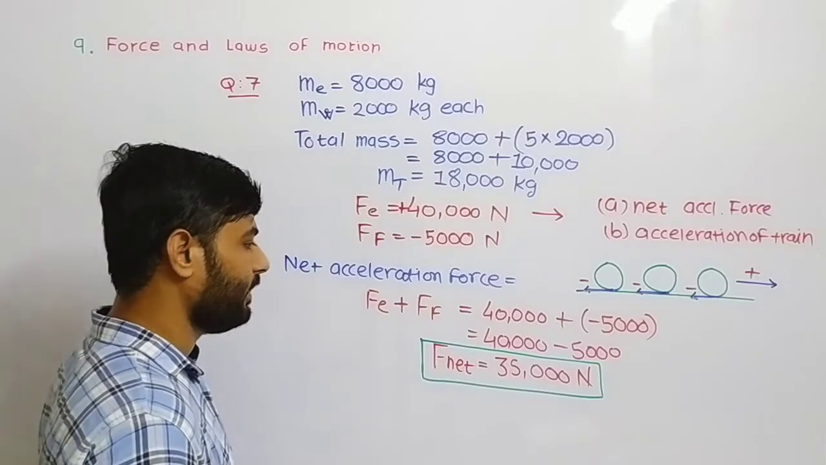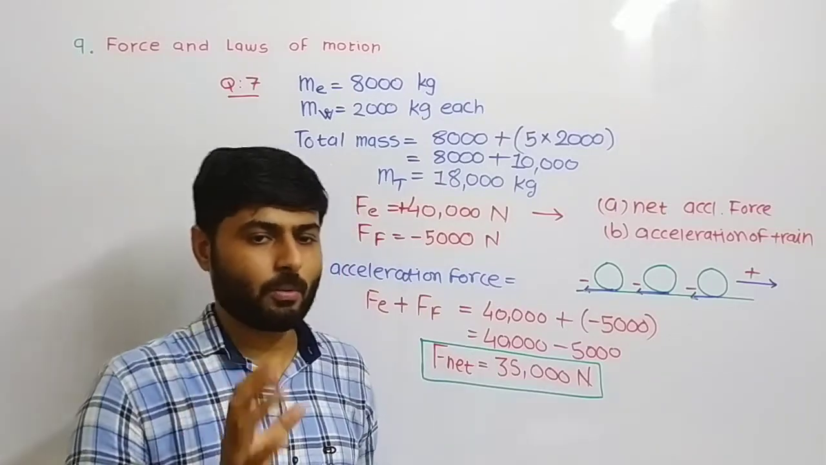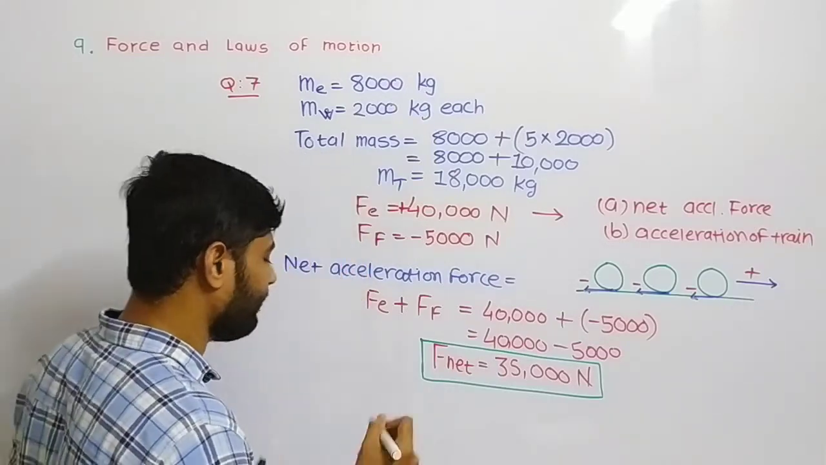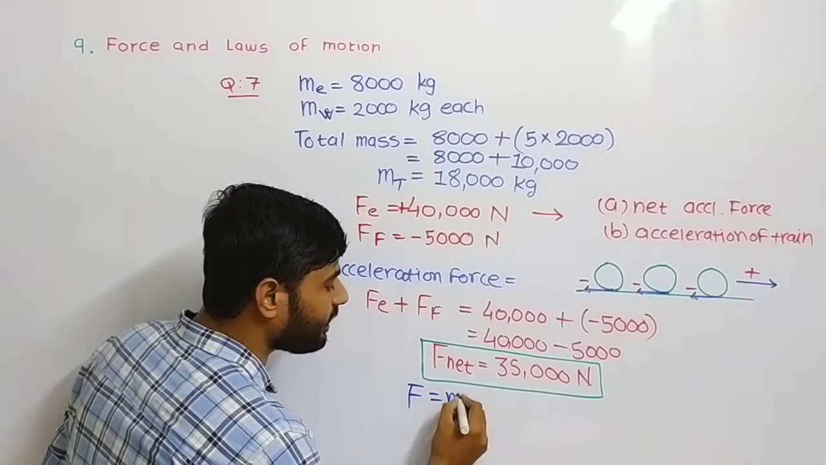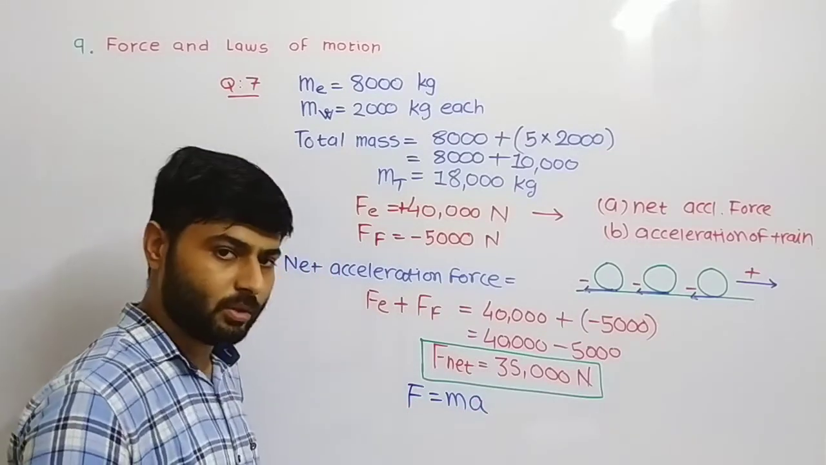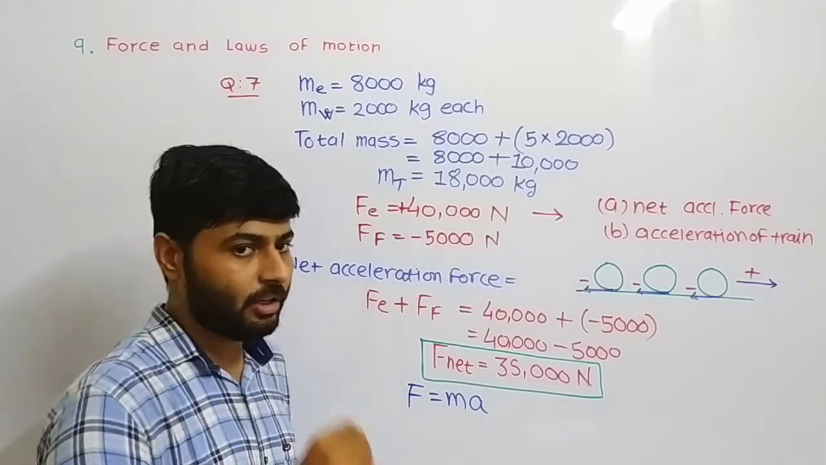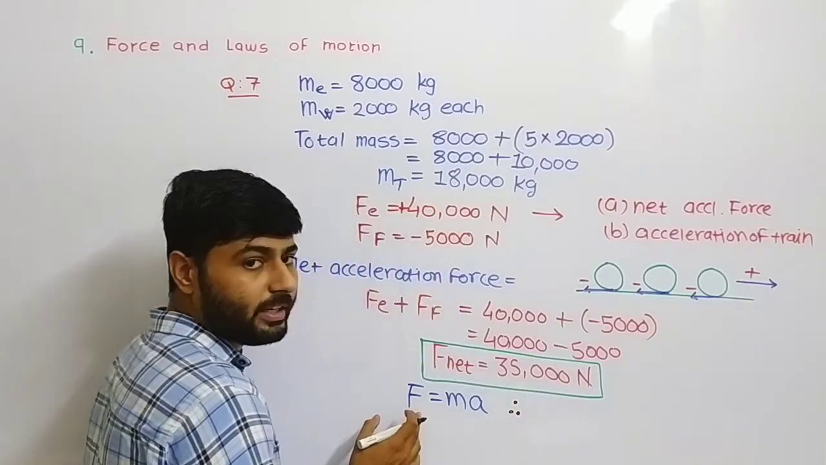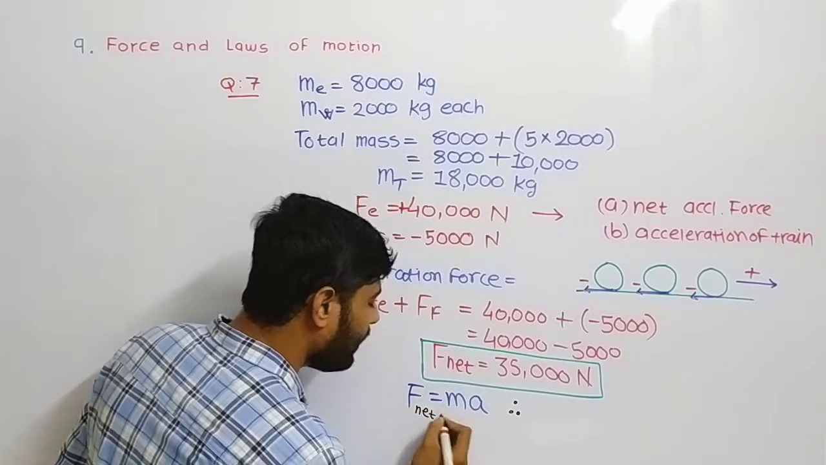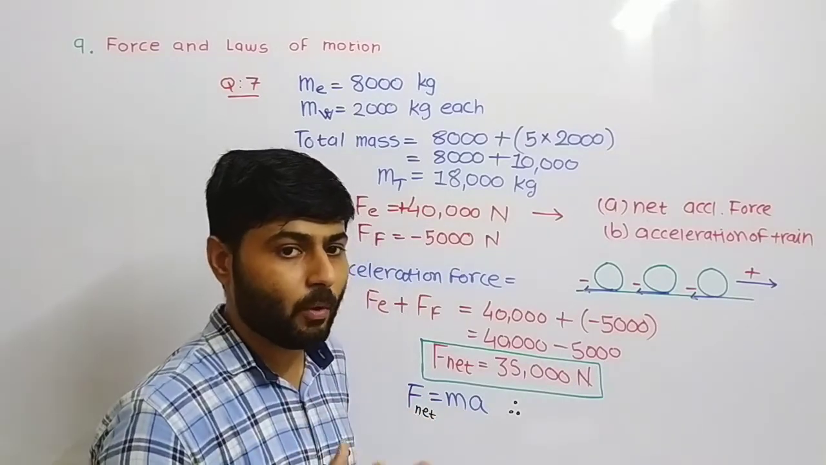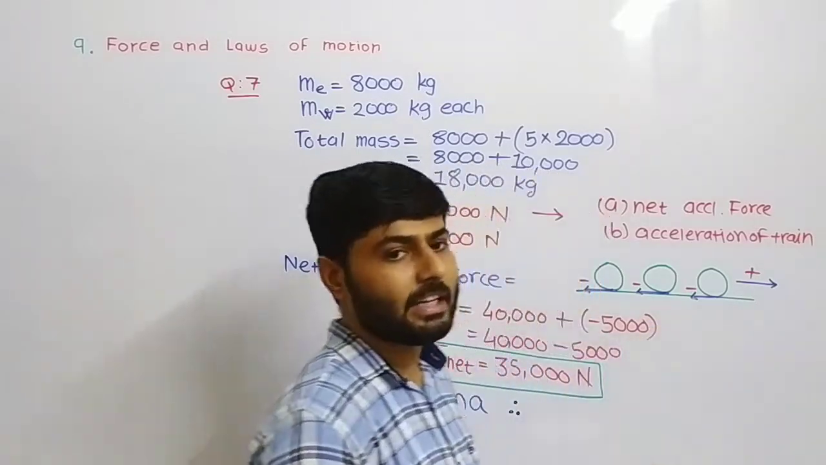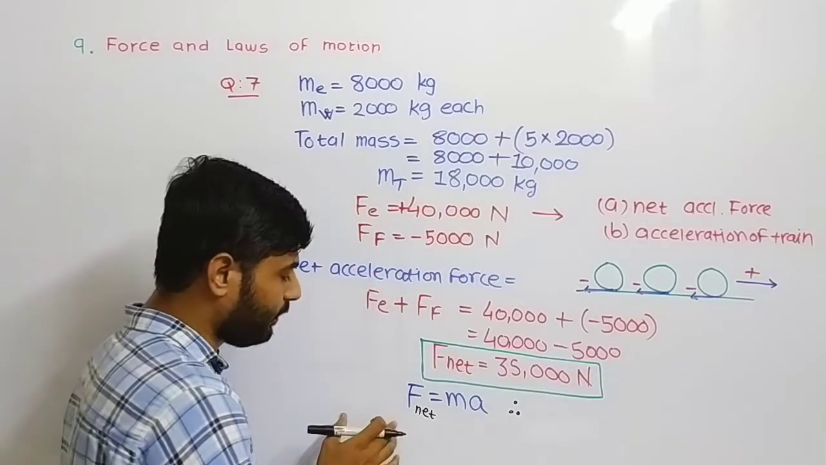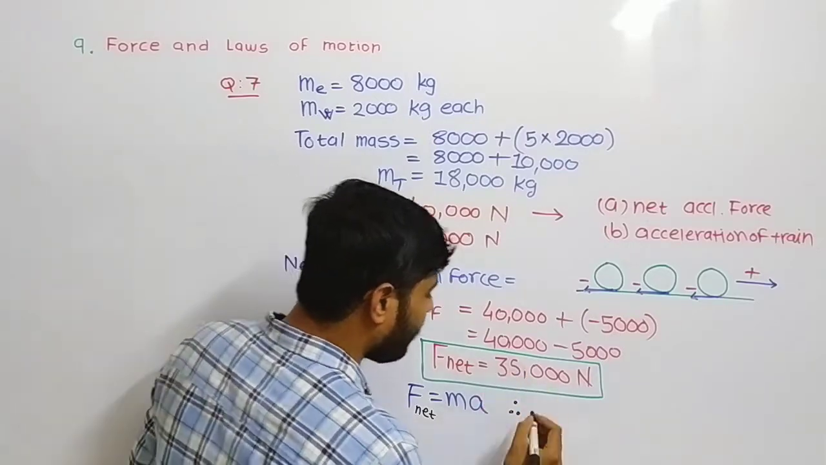Now we have to find acceleration of the train. For acceleration, try to remember the formula that contains force, acceleration and mass. We have only one formula, that is F is equal to ma. That is the formula from the second law. So I have to put values here. Here force will be net force. Why net force? Because only net force is responsible to move the train in the required direction. So we have to consider net force, not engine force or frictional force.